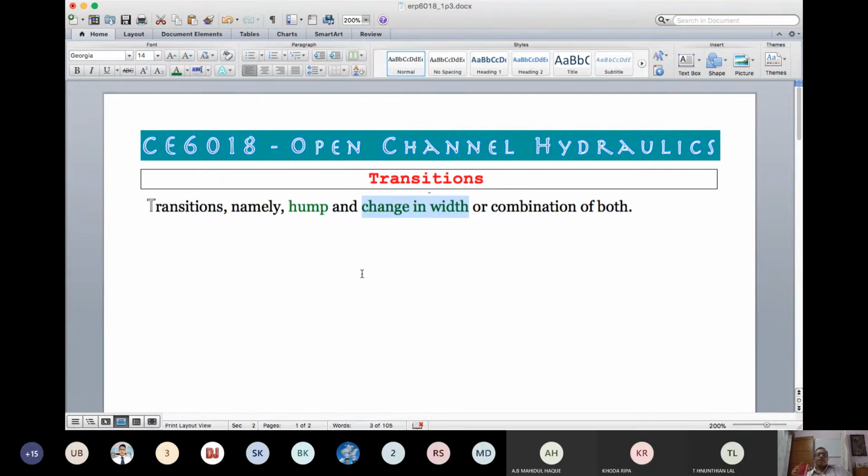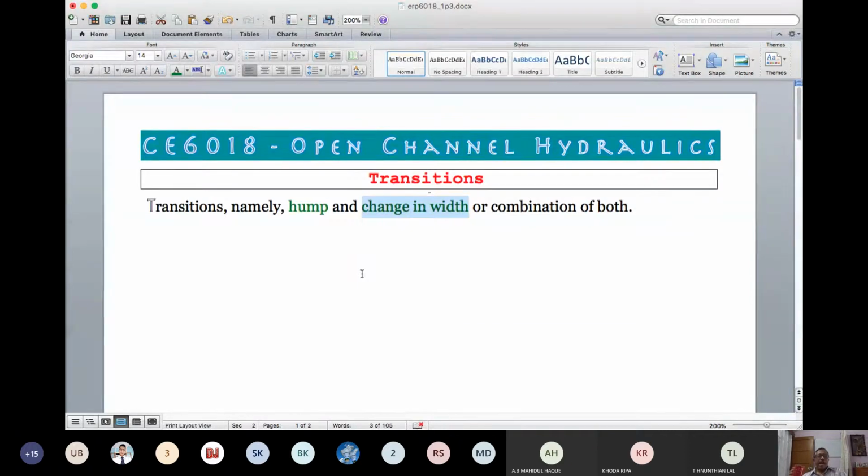In both cases, the change in the specific energy will be there. How will the specific energy change? We know the specific energy is measured from the channel bottom. If at a particular situation, specific energy is measured as, say, 1.2 meter, that is 1 meter 20 centimeter.